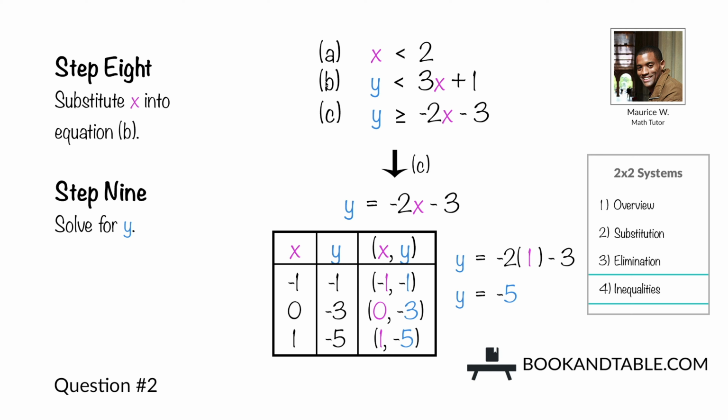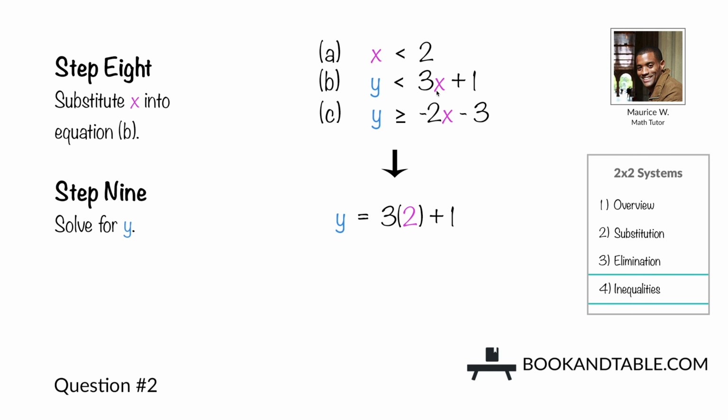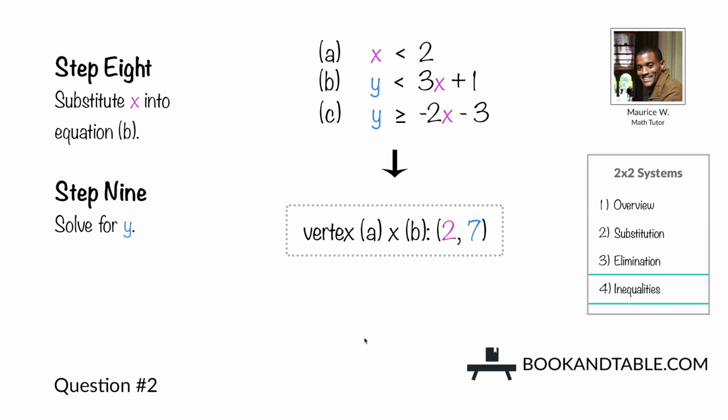So for AB, equation A lets us know x is equal to 2. So we could substitute 2 into equation B here. So that would give us y is equal to 3 times 2, which is 6, plus 1, which would give us 7. So y is equal to 7. So x is 2, y is 7 is the vertex for AB.